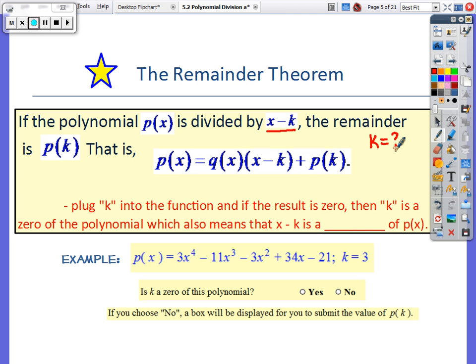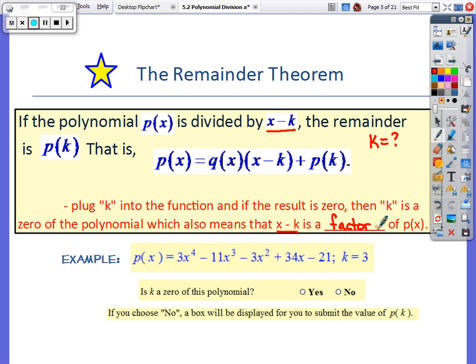Now, why is that so important? Well, if you plug k into the function and the result is 0, that means the remainder is 0 in that case. If the remainder is 0, then k is considered a solution. It's an answer. It's a 0. It's a root of that polynomial. That's pretty big. That's where it crosses the x-axis. And it also tells you that x minus k is considered a factor of p of x. Again, why? Because the remainder is 0.